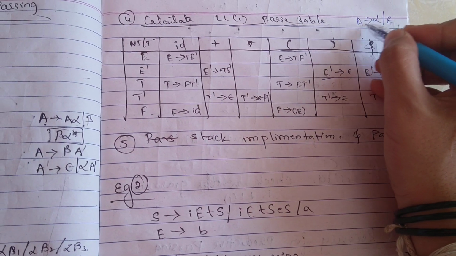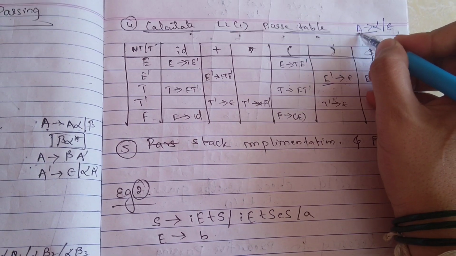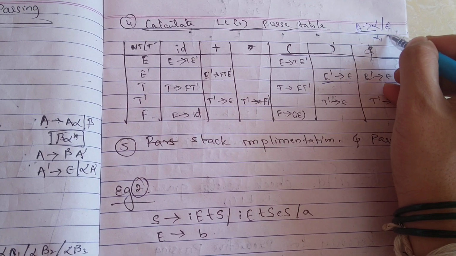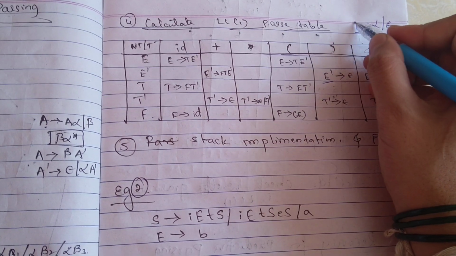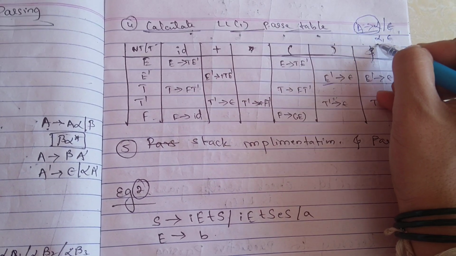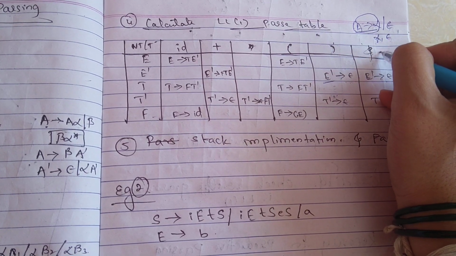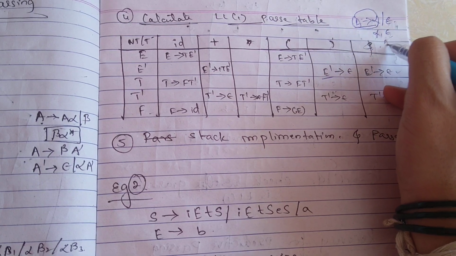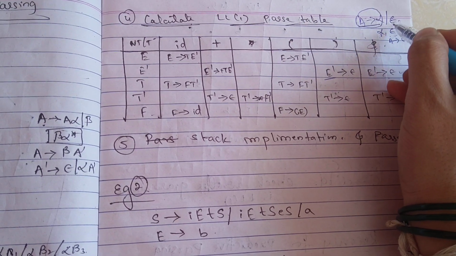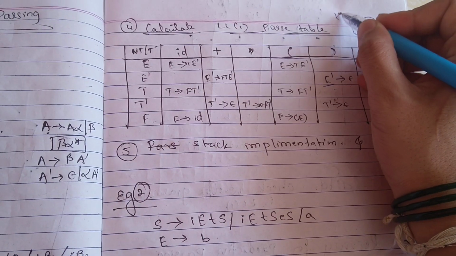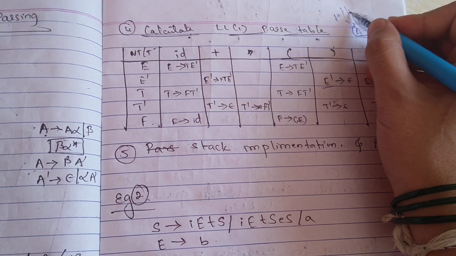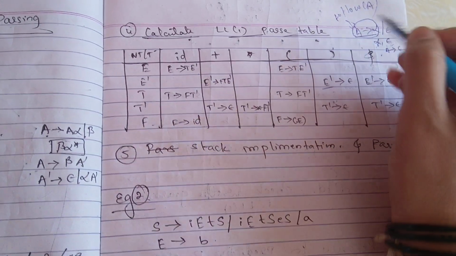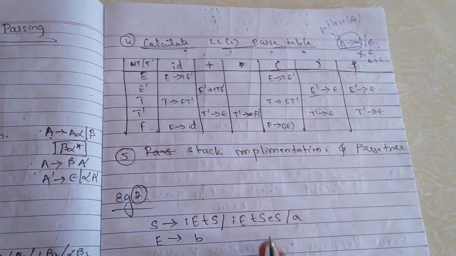So here is the case. If the first of A is alpha and epsilon, we write the production A tends to alpha on alpha's column, and A tends to epsilon we write in the follow of A. So this we already studied.